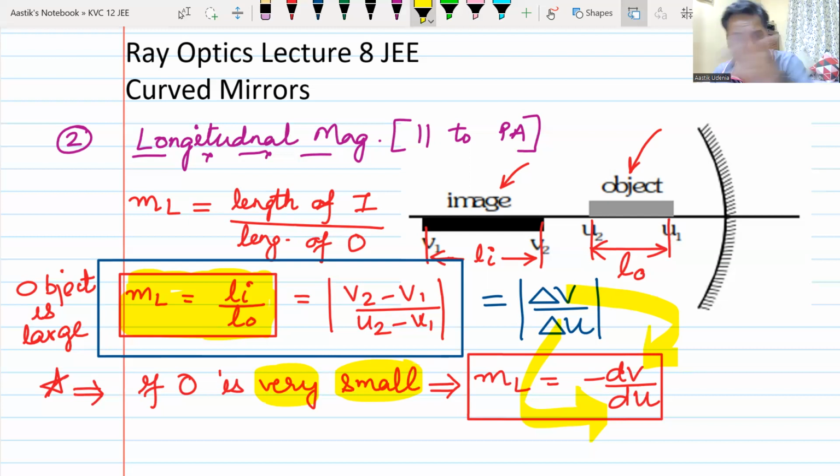I have found out the length of the image. Look at this green thing. This green thing is the length of the image. You subtract the two values, you will get the length of the image. You subtract the two things, you will get the length of the object. So it is V2 minus V1 divided by U2 minus U1. You take the modulus. V2 minus V1 can be written as delta V, U2 minus U1 can be written as delta U. For a small object, it becomes minus dV by dU.